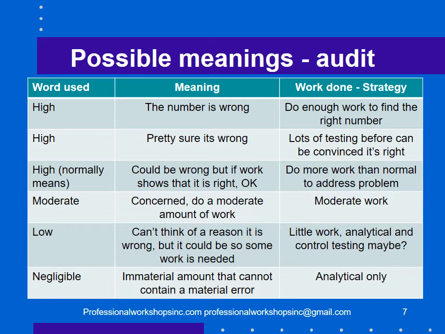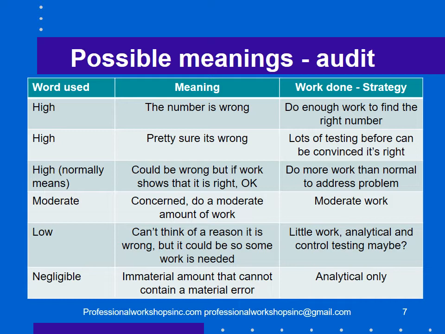High could mean the number's wrong. I've looked at the draft information the client has provided during planning, and I've noticed that the mortgage is in a debit balance. That's clearly wrong, and we need to do enough work to find what the right number is. It could also mean you've looked at something and you're pretty sure it's wrong, so you'd like some specific testing done to make sure that it's wrong or right, but if you've done some really specific testing and it turns out that in fact the number is right, well, fine, it's right.